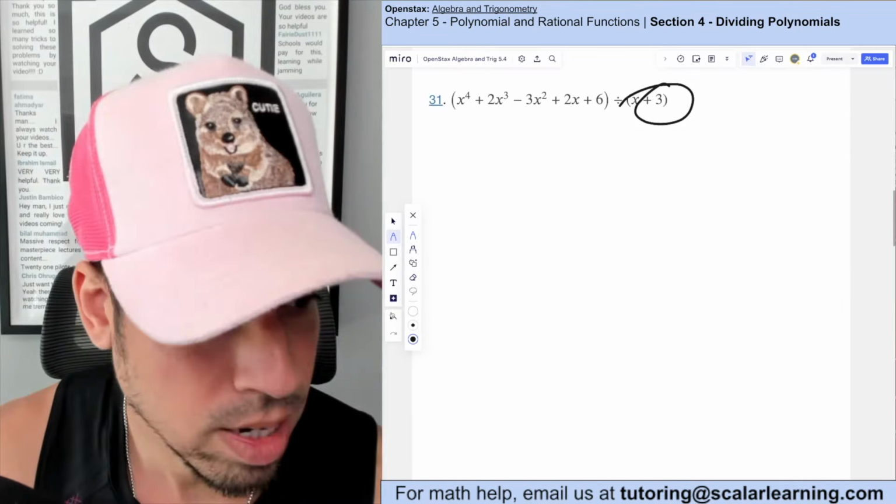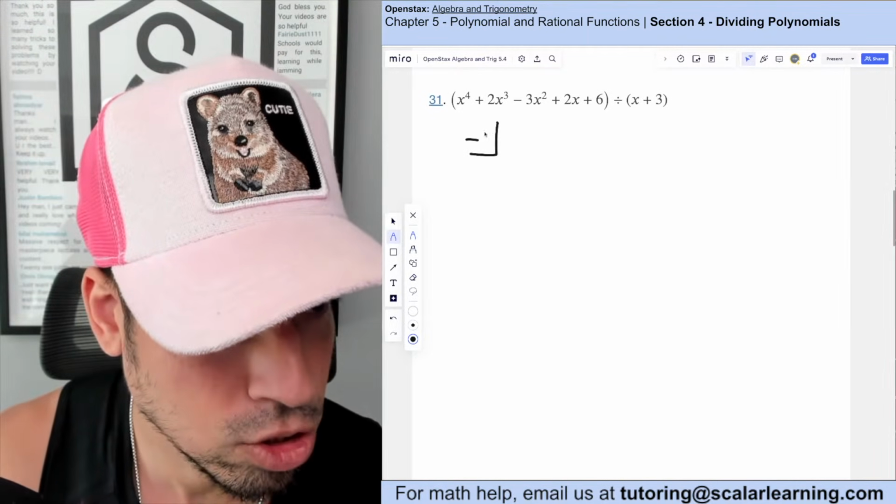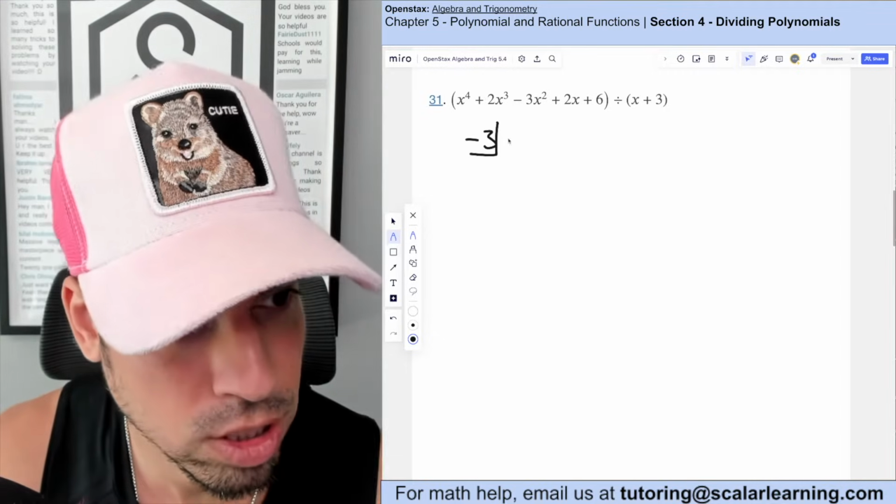So for this one, we're going to put the opposite of this in our little box like so, -3, and then we place the coefficients in order.